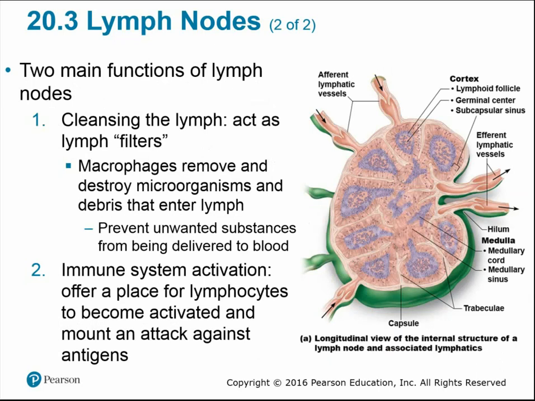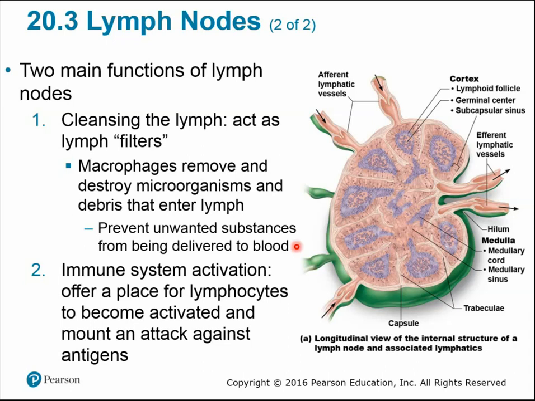Okay, so looking at the structure and function of a lymph node. So two main functions of lymph nodes primarily would be to cleanse and filter that lymph fluid. So macrophages are going to live within the lymph node. So as the lymph fluid passes through, they kind of swim through and eat and clean anything that may be in that fluid. So again, we want to clean and filter the fluid before it's returned to the blood circulation.